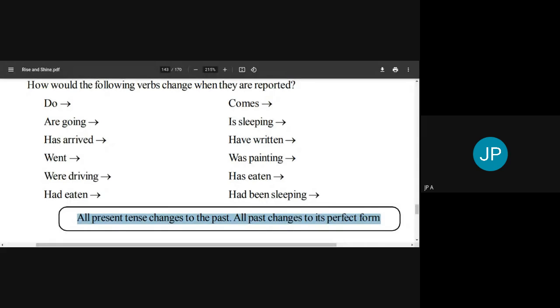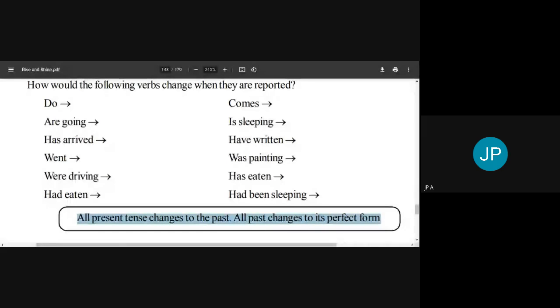That is the change that happens with the verb. Present tense will change into past tense, and if it is past tense, it will go into past perfect tense. One step backwards. If it is present tense, what will happen? It will become past tense, and if it is past tense, it will again go one step backwards and go into past perfect tense.